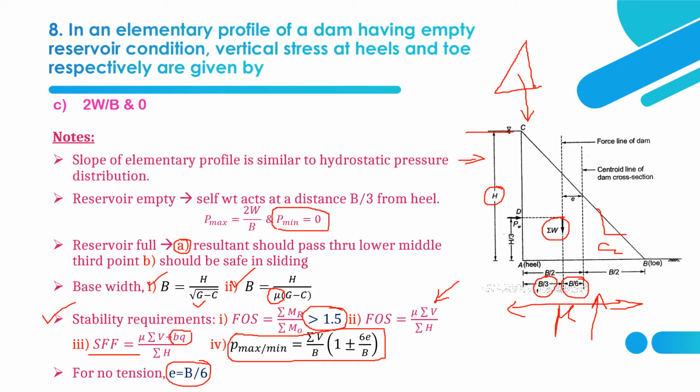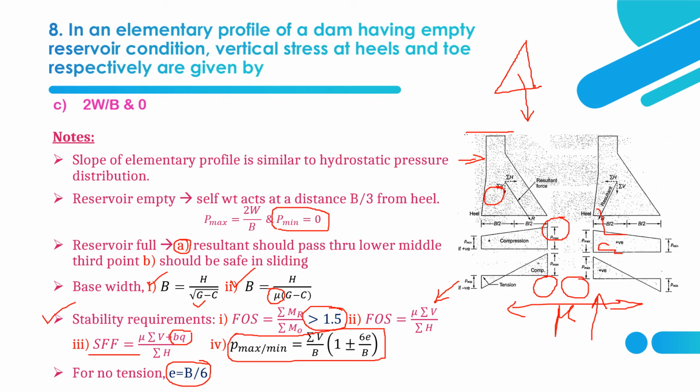We have to avoid tension in the dam profile so that we can reduce the cracks. Because of tension there will be cracks. Because of cracks there will be less area of compression. So because of less area of compression, the dam may fail prior to the compression requirement. So that's why E equal to B by 6 is the basic thing we have to remember, so that P minimum shall always be 0.